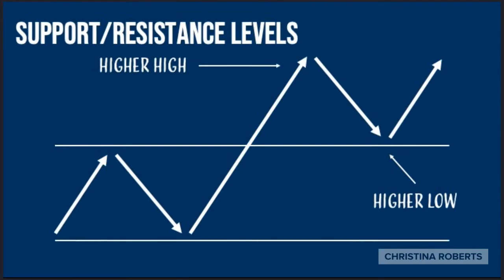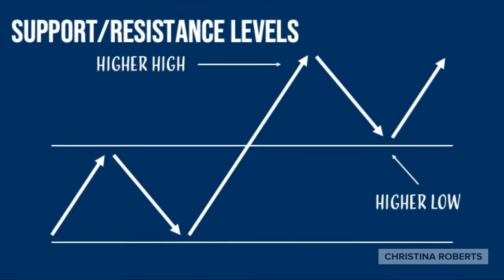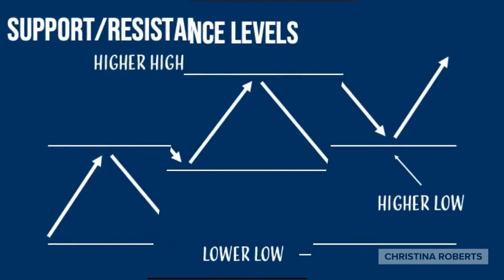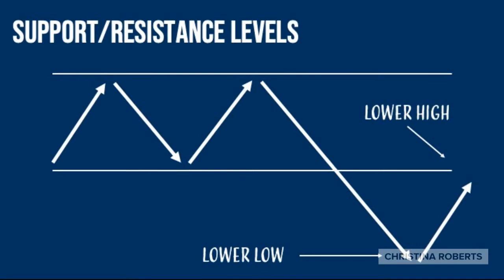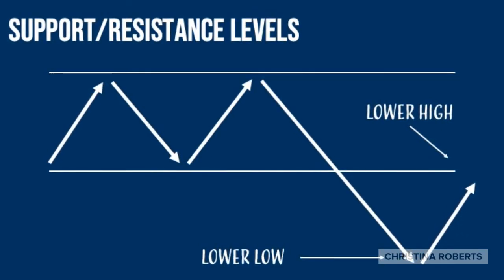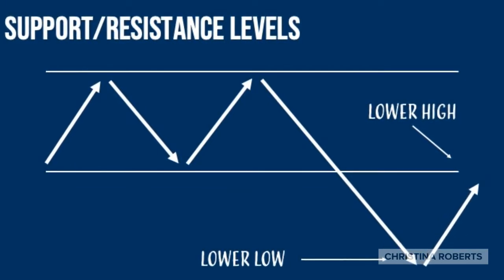When the market does break resistance, it often becomes support. This market is now making higher highs and higher lows. A market moving like this is said to be in an upward trend. However, when the market breaks support, it often becomes resistance. This market is now making lower highs and lower lows. A market moving like this is said to be in a downward trend.